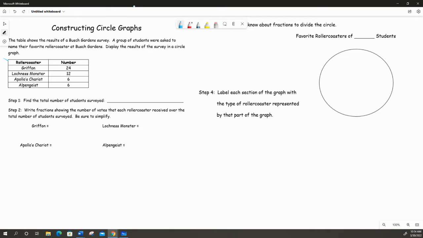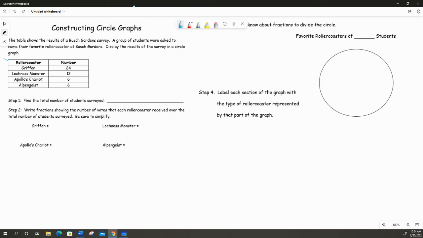So we have a Busch Gardens survey, and a group of students were asked to name what their favorite roller coaster was at Busch Gardens. So we have a little table that's represented here. It's got four different roller coasters, and then it's got the number of likes from the students.